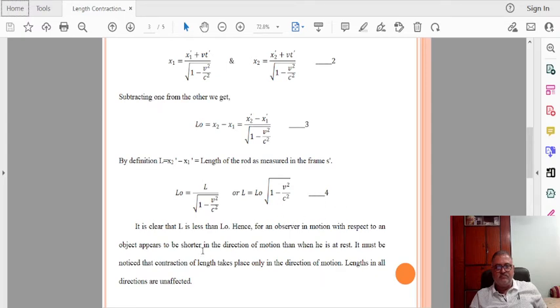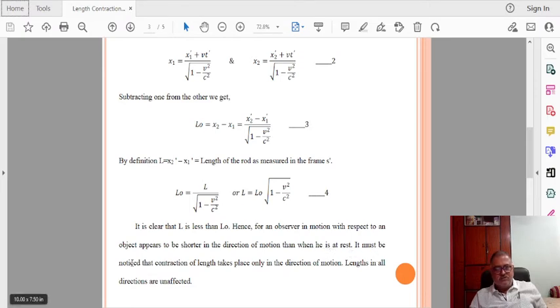This is equation 4. It is clear that L is less than L0. Here L0 is the length at rest and L is the actual length. Hence, an object in motion with respect to an observer appears to be shorter in the direction of motion than when it is at rest.